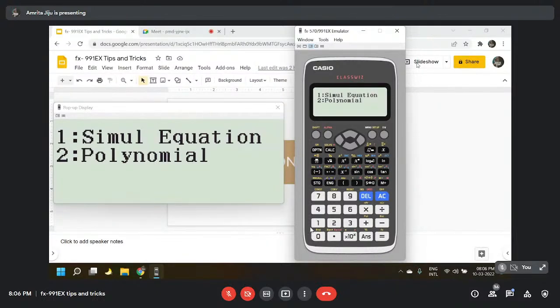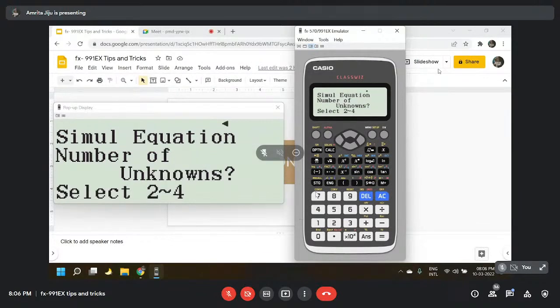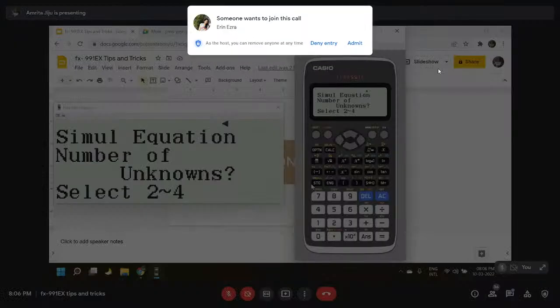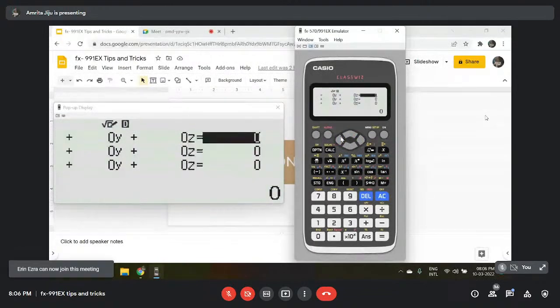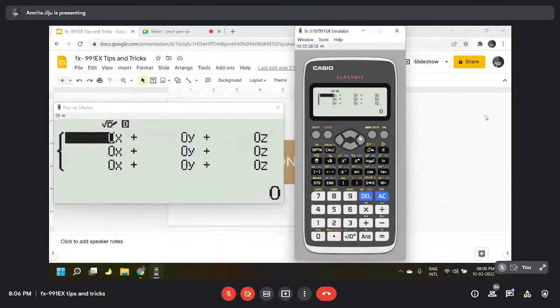For the first one, we just hit the first one. They'll ask the number of unknowns. Say, let's say 3. So now you can see that it is in the form of a matrix. You can say x plus y plus z equal to a number. So x plus y plus z is equal to a number.